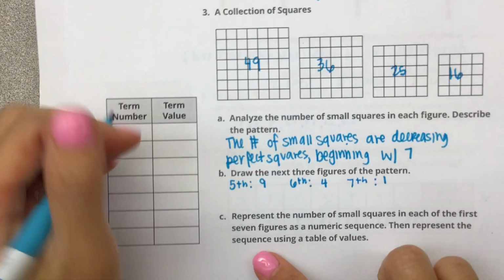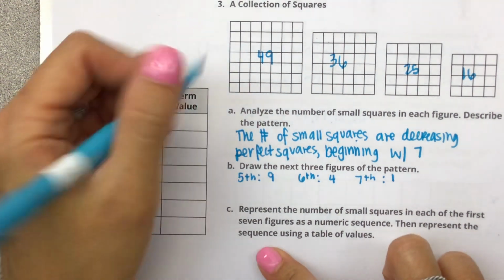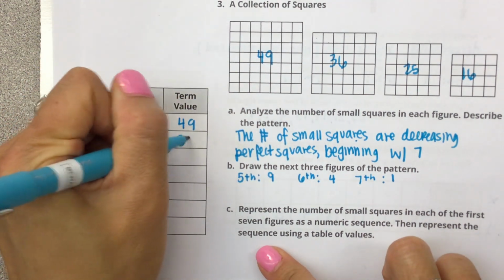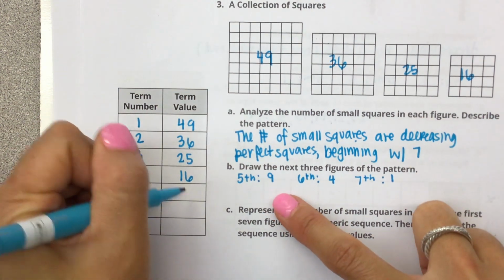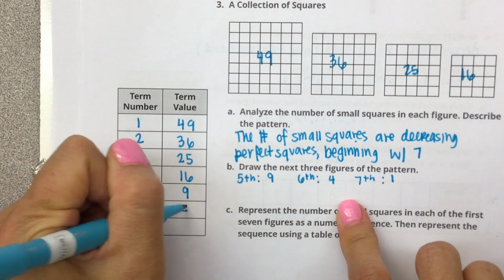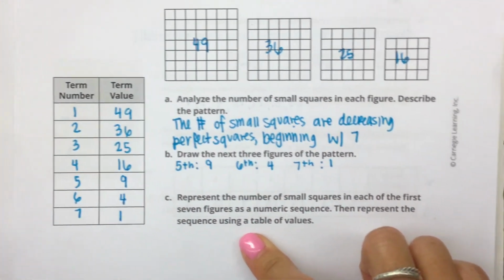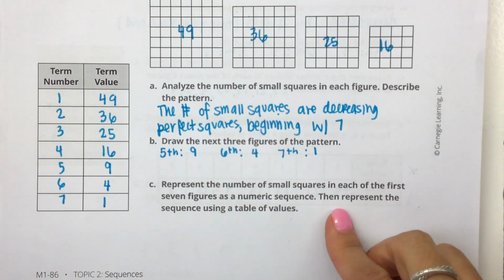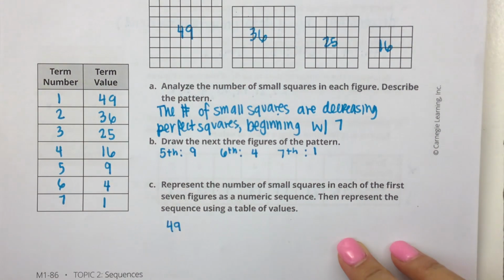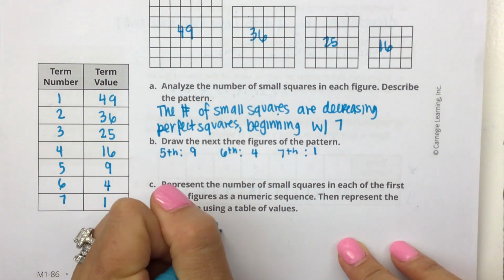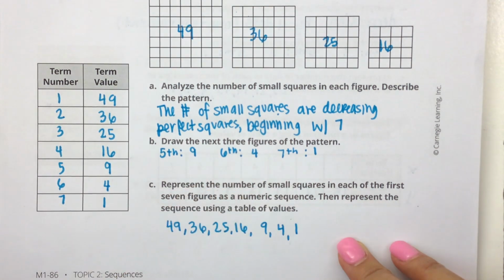We're going to fill out the table, put in the number of squares, so 49, 36, 25, 16, 9, 4, and 1. And then we're going to represent it in a numeric sequence. So starting at 49, because you start at the first term, 16, 9, 4, 1.